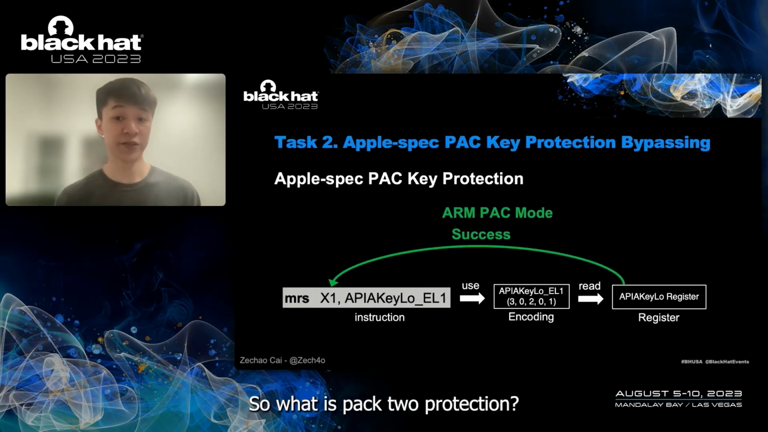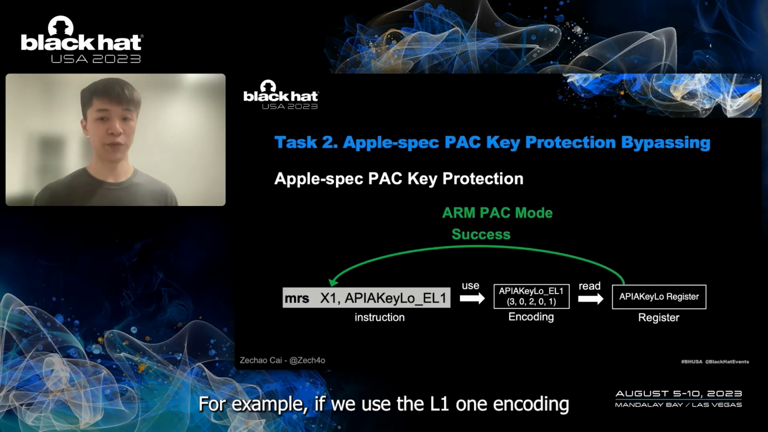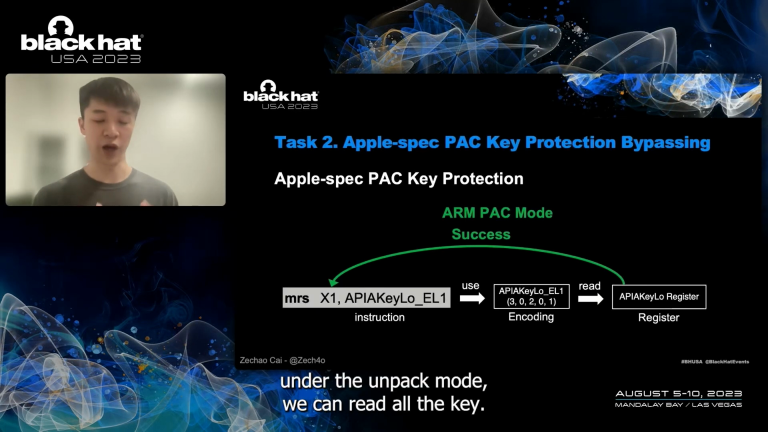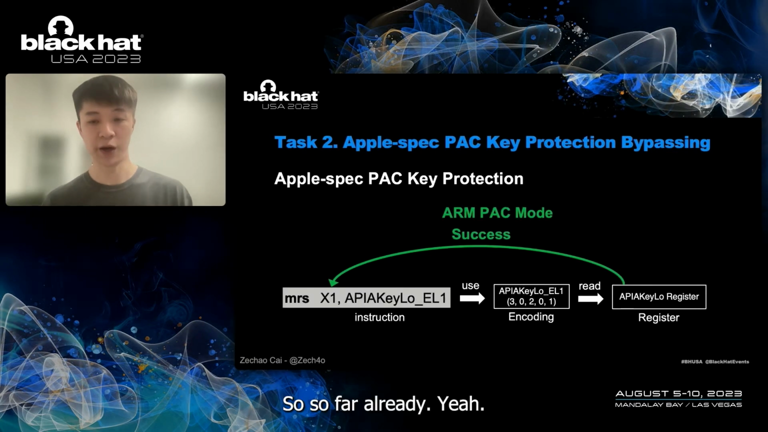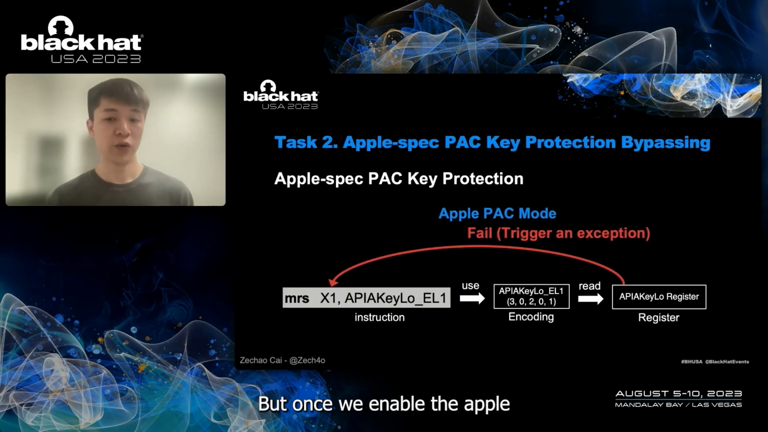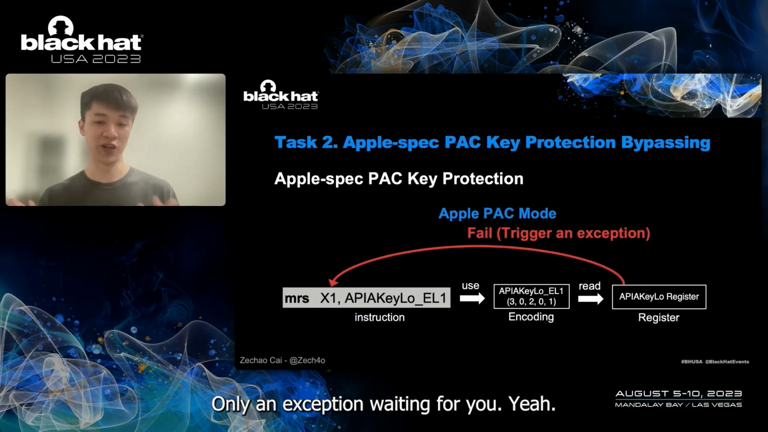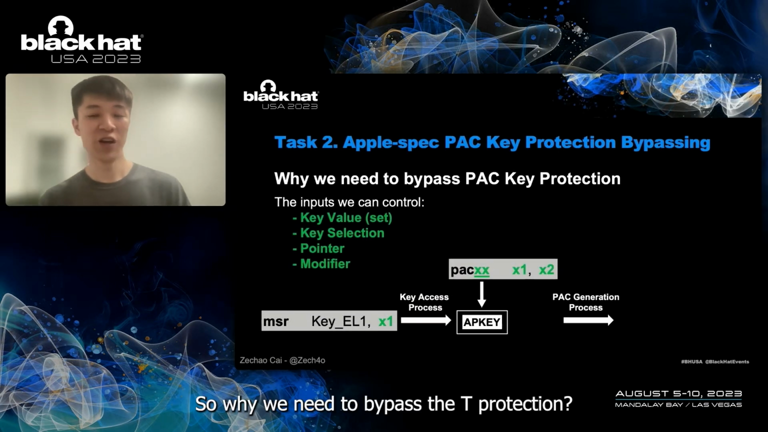So what is PAC key protection? For example, if we use the EL1 encoding to read the key register under the unpack mode, we can read out the key successfully. But once we enable the Apple PAC and try to use the same method to read out the key, there's only an exception waiting for you. So why do we need to bypass the key protection?